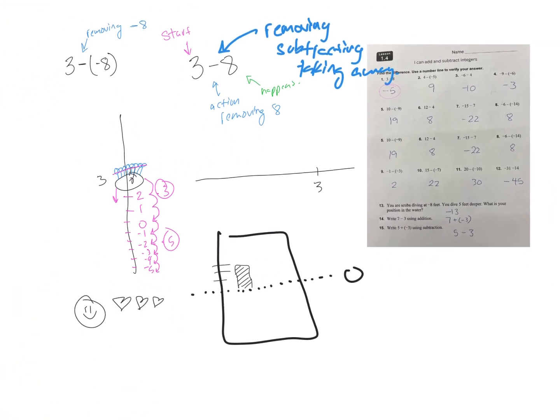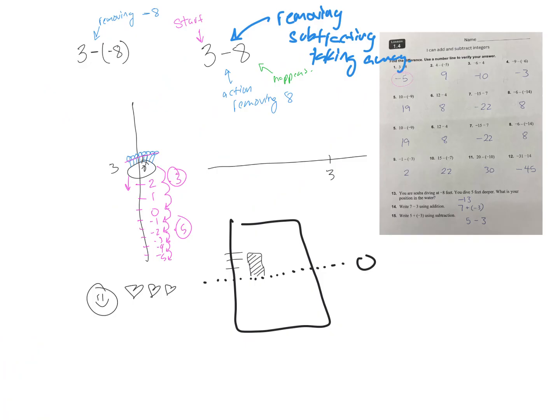Okay, looking at the number line. 2, 1, 0. Negative 1, negative 2, negative 3, negative 4, negative 5. You're at 3 to begin with. And you're going to subtract. You're going to remove positive 8. So then that is why you go this way. That is moving in the negative direction, 8. This is the positive direction, negative direction, okay?